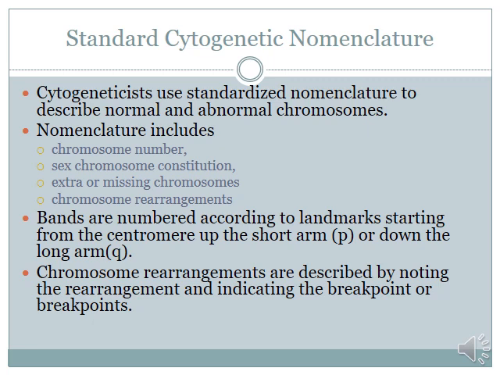We will begin to look at some of the standard cytogenetic nomenclature. The cytogeneticists use a standardized nomenclature to describe normal and abnormal chromosomes. To begin with, the nomenclature includes chromosome number, sex chromosome constitution, extra or missing chromosomes, and chromosome rearrangements. Bands are numbered according to landmarks starting from the centromere up the short arm or down the long arm. Remember that the short arm is p and the long arm is q. Chromosome rearrangements are described by noting the rearrangements and indicating the breakpoint or breakpoints.